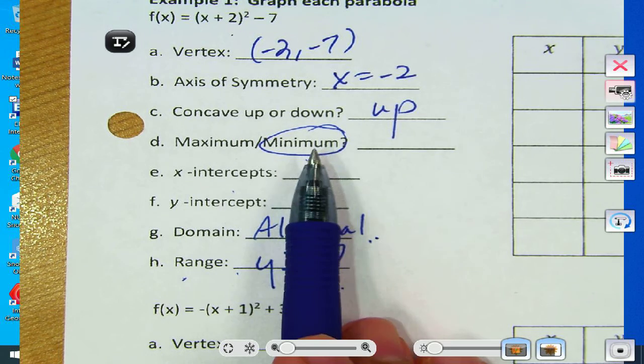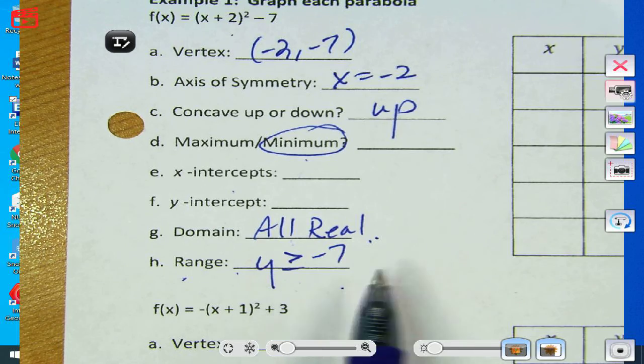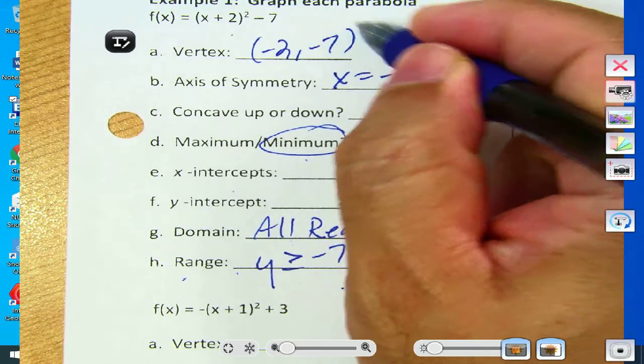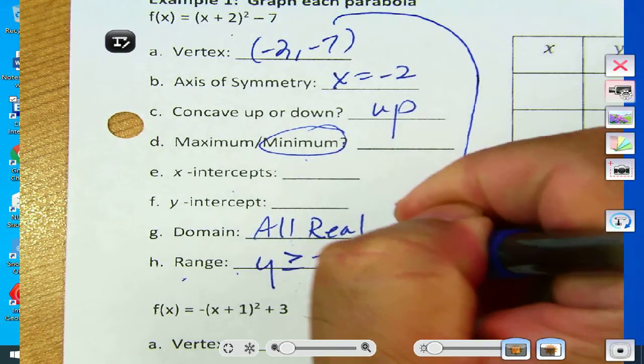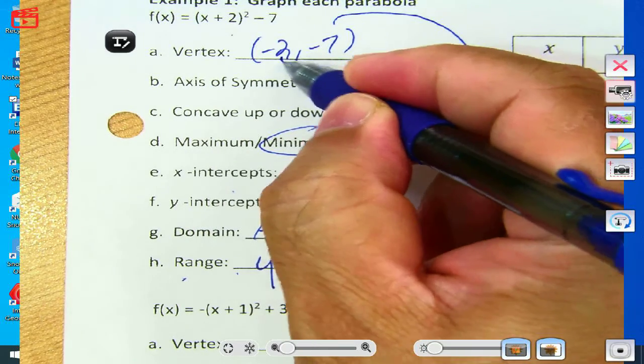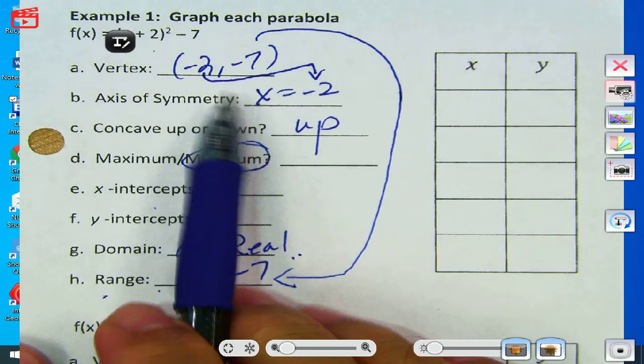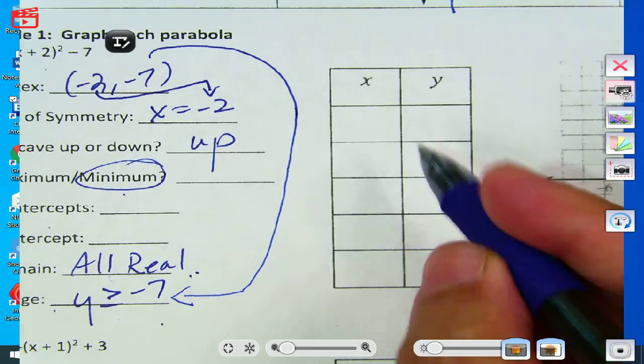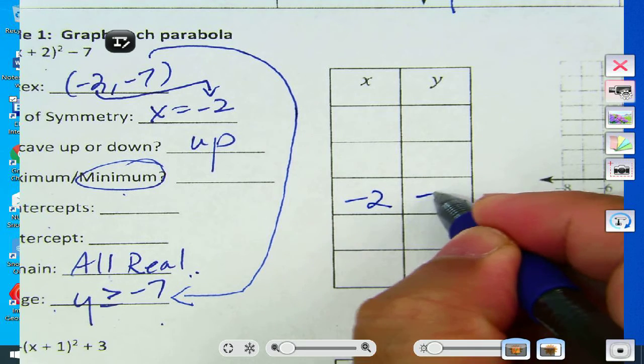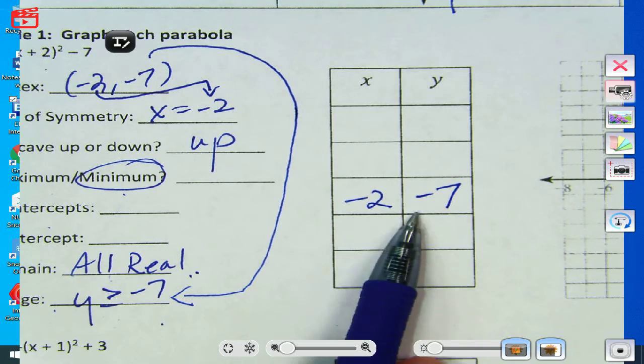All right, so what does it mean to be concave up? If you have this shape going this way, that's concave up. And concave down is like that. No big leap there. Okay, what else is there?